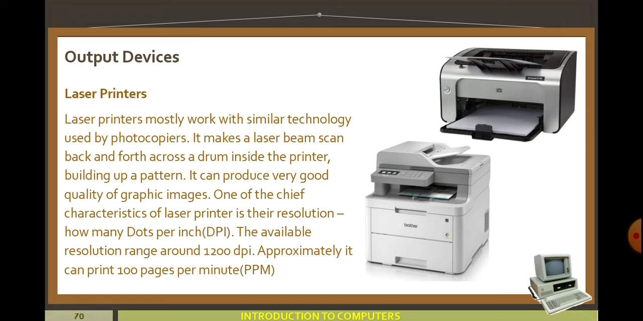One of the chief characteristics of a laser printer is their resolution, how many dots per inch. How is the resolution measured? As the number of dots per inch increases, the quality of the picture also increases. The available resolution makes it possible to print 1200 dots per inch, and approximately it prints 100 pages per minute.